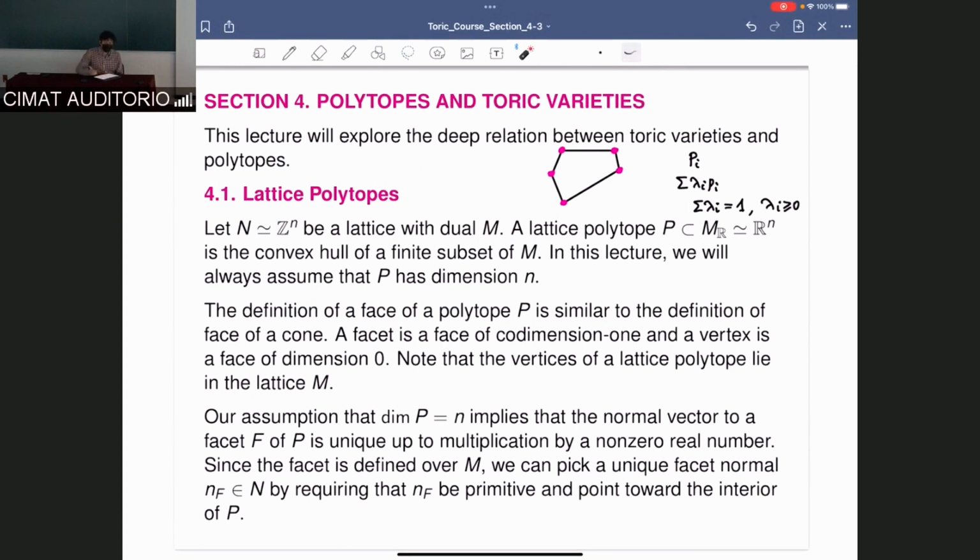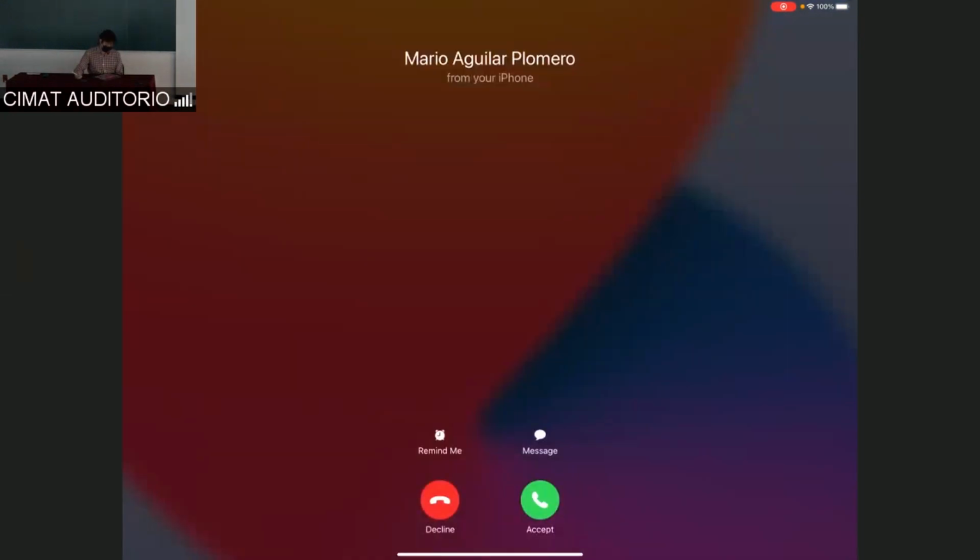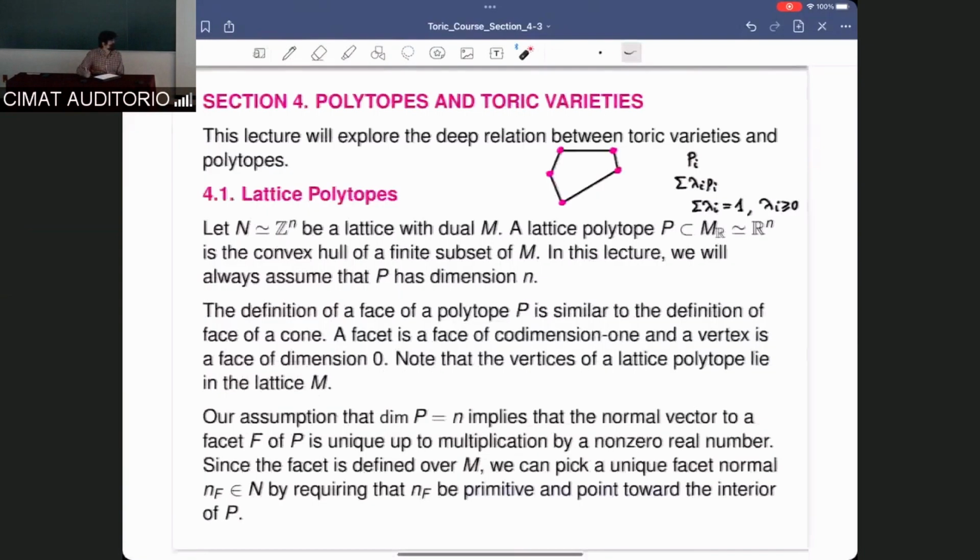And now we are going to add an additional condition. Since we don't have just a copy of R^n, but inside that R^n we have a distinguished Z^n, we are going to consider those where the points that we take the convex hull of come from our lattice, and we are going to call those lattice polytopes. So a lattice polytope is the convex hull of a finite set of points that have integral coordinates. And during the lecture, we will assume that P has dimension n.